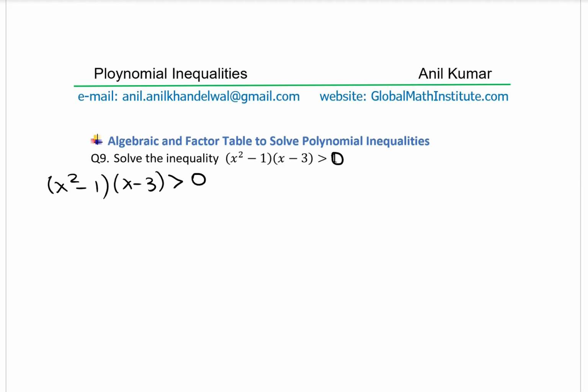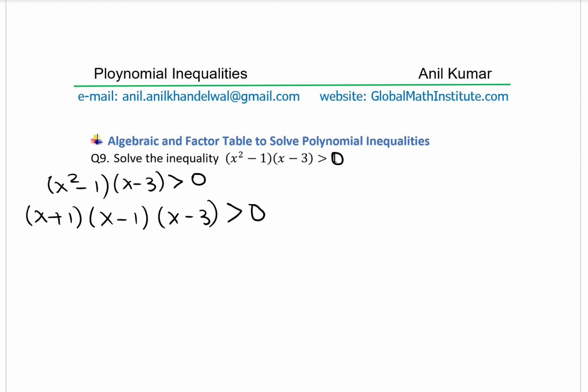First step is fully factor it. So it will be x plus 1 times x minus 1 times x minus 3 is greater than 0. So in any polynomial while you're working, it is good to put all the terms on one side and 0 on the other side. We kind of changed the question. It was a typing error actually. So this becomes your factored form.